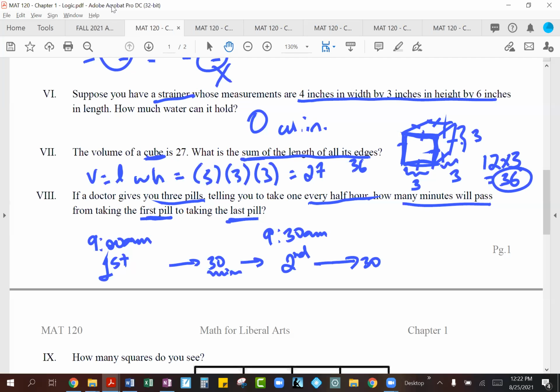We wait another 30 minutes and then we take the third pill. So 30 minutes from there is actually going to put you right at 10 a.m., right? So it's really, like you guys said, only 60 minutes. Even though you are taking 3 pills, you didn't have to wait half an hour when you took your first pill, because that was your starting point. So you only have 2 more 30-minute intervals to wait until you get to the last pill. Very nice, guys. It's actually only going to be 60 minutes, or like some of you said, 1 hour.